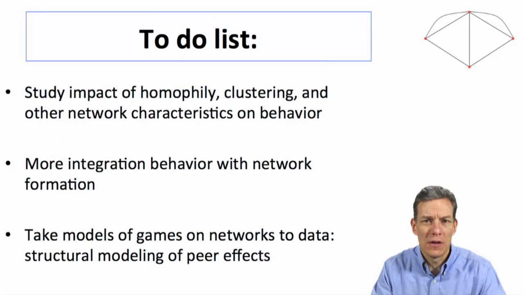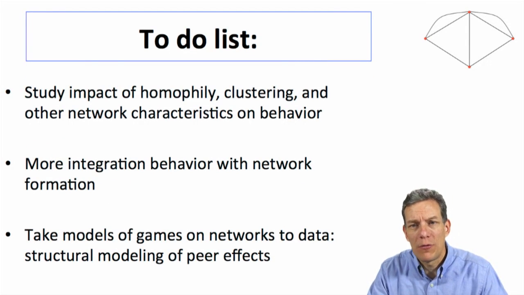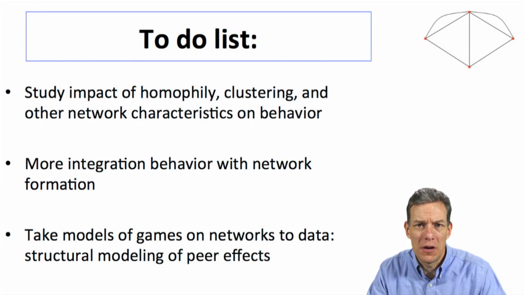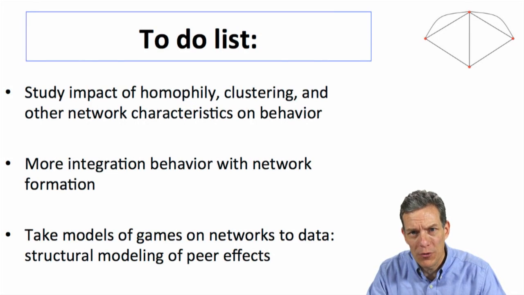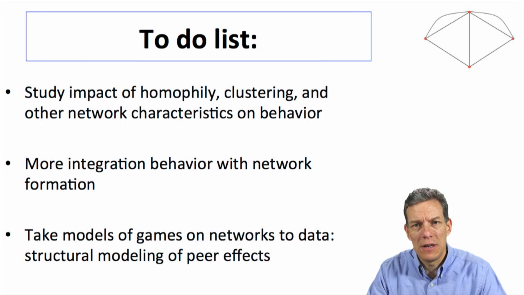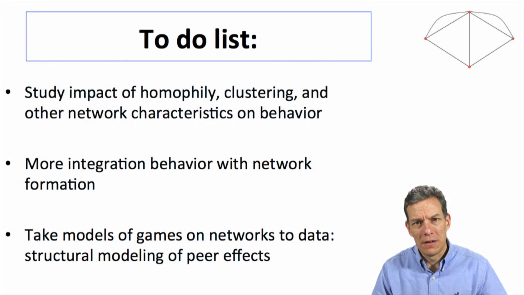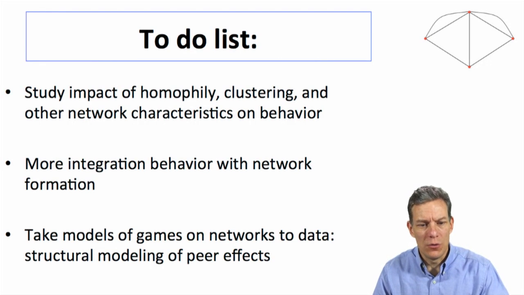Okay, to-do list. Studying homophily, clustering, other kinds of network characteristics: how does that impact behavior? More integration of behavior with network formation. So we saw one glimpse of that in terms of this favor exchange, but there's a lot of other settings where we can begin to do that. It's been looked at to some extent in trading networks. There are other settings where co-determination kinds of analyses have been done, but that's going to be important in really understanding why networks look the way they do.